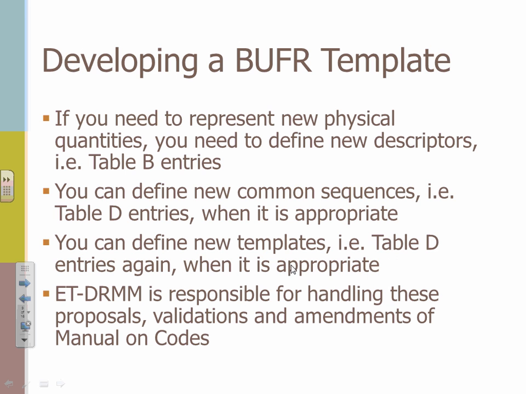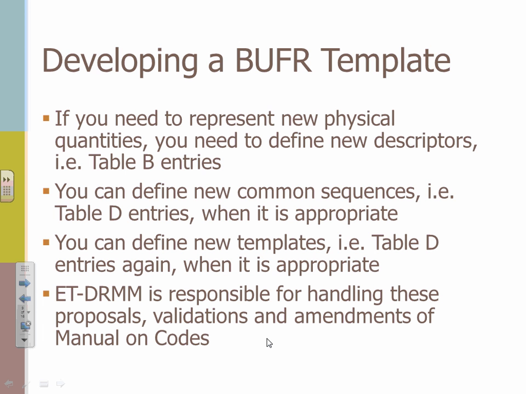So I'd like to talk a little bit about how you can develop a buffer template in case you need some new data or product. So if you need to represent new physical quantities, you need to define new descriptors. I mean, element descriptors defined in table B. And also you can define new common sequences, which are table D entries, when it is appropriate. Of course, you can define new templates. This is again one of the table D entries.